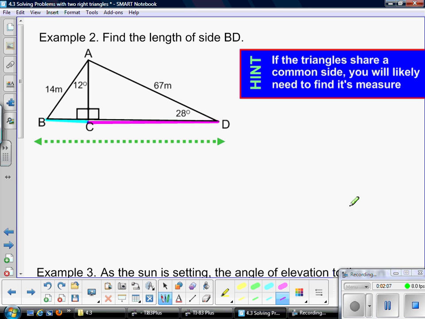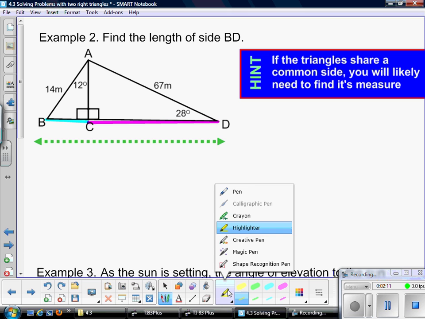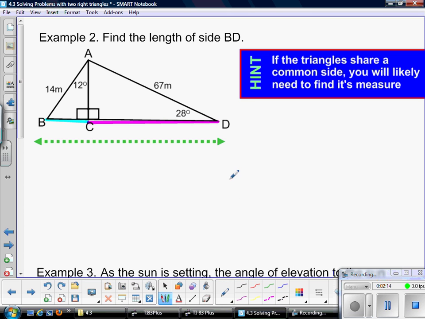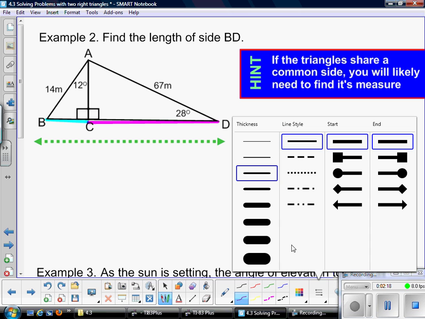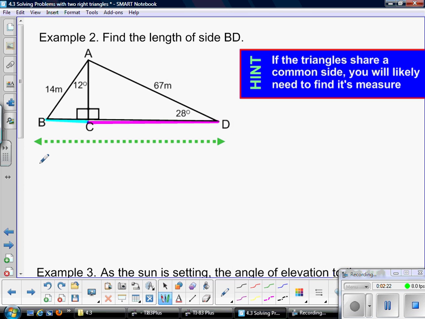Okay, so I know I have two triangles. I've got to go back to a writing pen, and let's use purple for a change. So I have two triangles. The one triangle is triangle ABC, and the other triangle, I'll just put it here, is going to be ACD. So those are the two triangles I have.